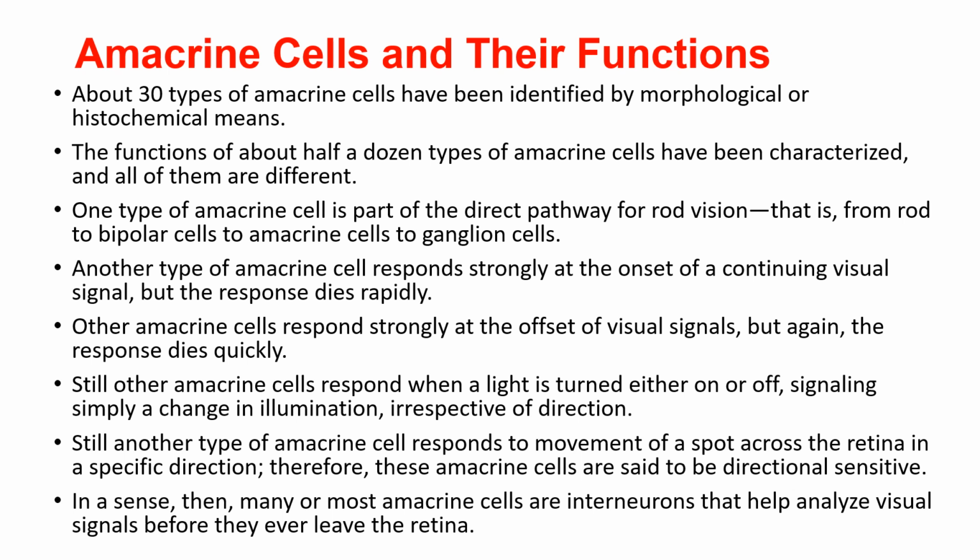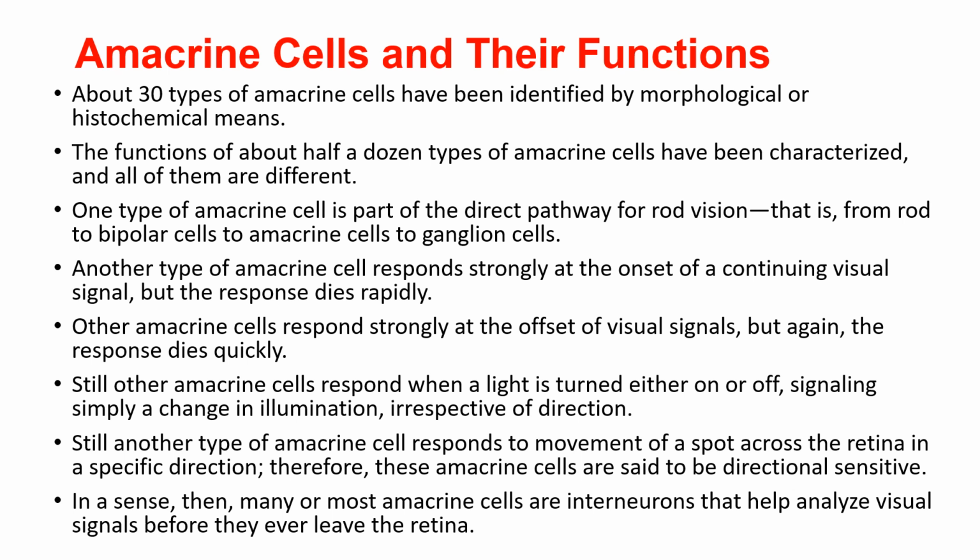Another type of amacrine cell responds strongly at the onset of a continuing visual signal, but the response dies rapidly. Other amacrine cells respond strongly at the offset of visual signals, but again, the response dies quickly. Still other amacrine cells respond when a light is turned either on or off, signaling simply a change in illumination, irrespective of direction.